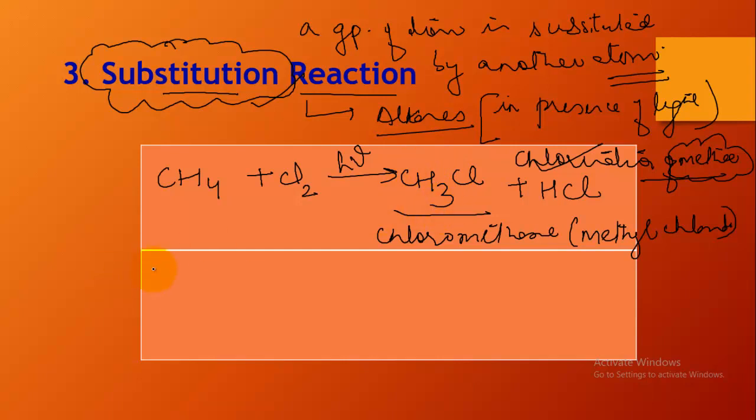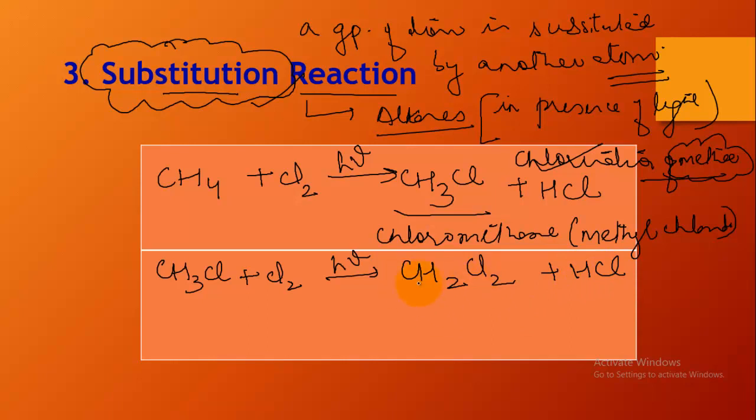So the reaction continues in presence of light. This chloromethane reacts with more chlorine, again in presence of light. One more H is now replaced by chlorine. So what do we get? We get CH2Cl2, and along with that we get HCl.